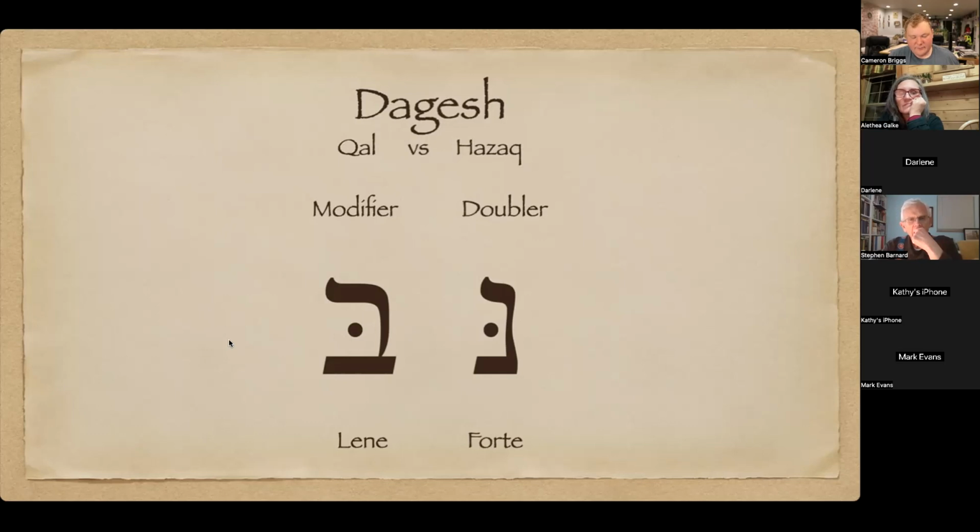So Dagesh Kal is the modifier function. It changes the sound of the consonant that it is accompanying. The Dagesh Chazak is a doubling function. And we'll take a look and break these apart. If we're speaking to English speakers, sometimes we default to the Latin, so Dagesh Lene or Dagesh Forte. But if we're just focused on the Hebrew, Dagesh Kal and Chazak are the only ones I'm worried about you really memorizing. But you may see in some YouTube videos Lene and Forte, but just know that's weak and strong.